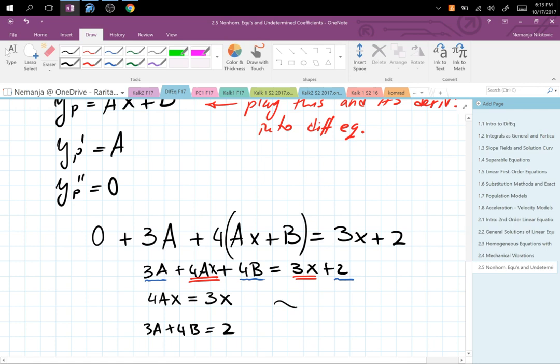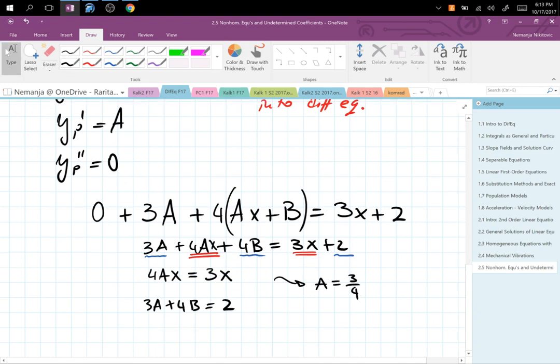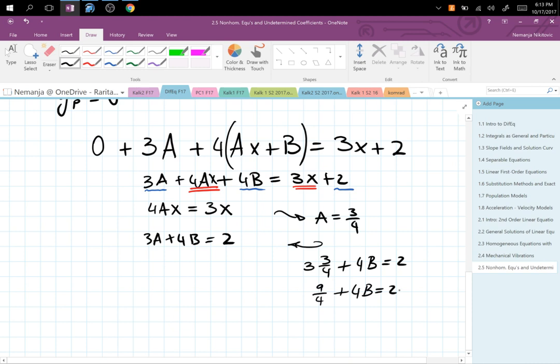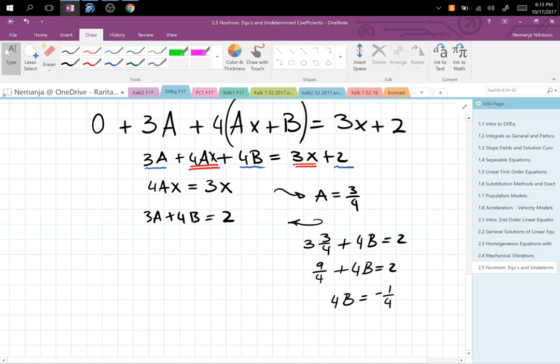From the first one, we are going to see that the x's obviously cancel. So 4a equals 3, so a is 3/4. And then we plug that into the second equation here. So 3 times 3/4 plus 4b equals 2. So that's 9/4 plus 4b equals 2. You subtract 9 quarters, you get negative 1/4, I hope. And then divide by 4 on both sides, so times 1/4. b is negative 1/16, I hope.